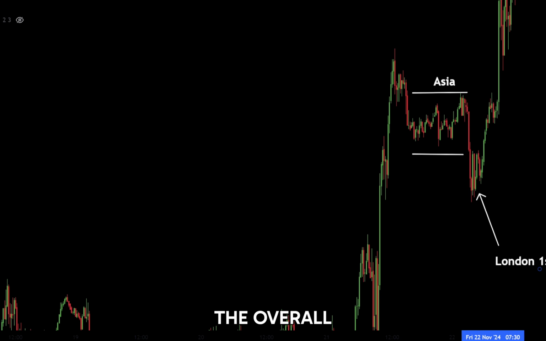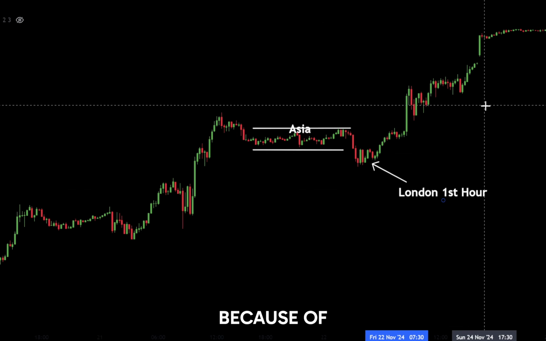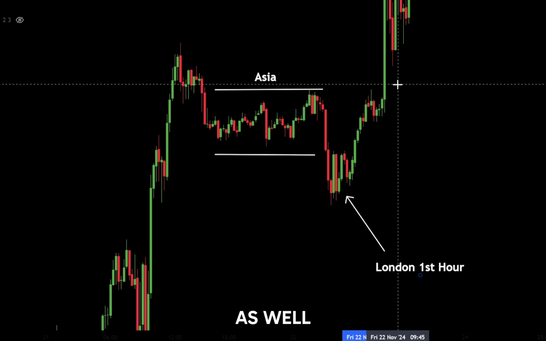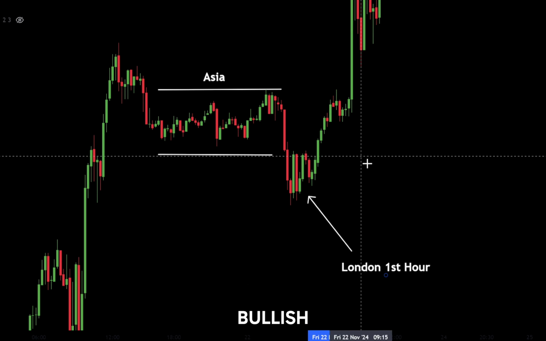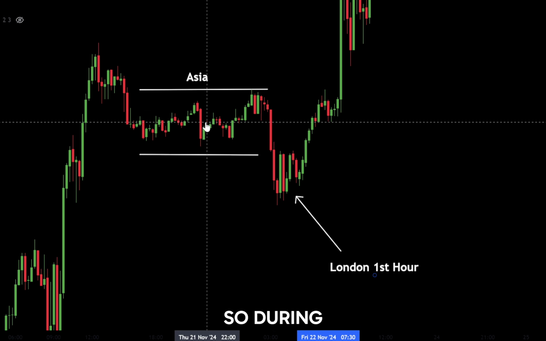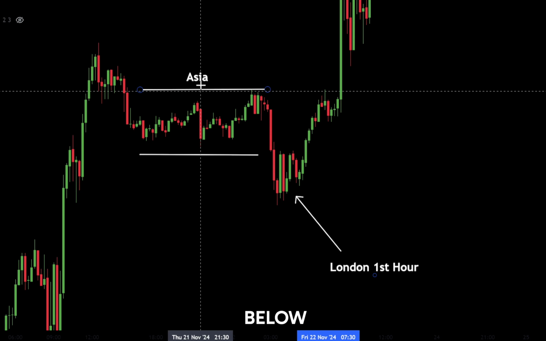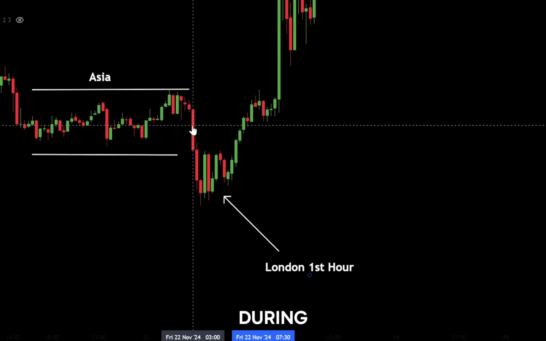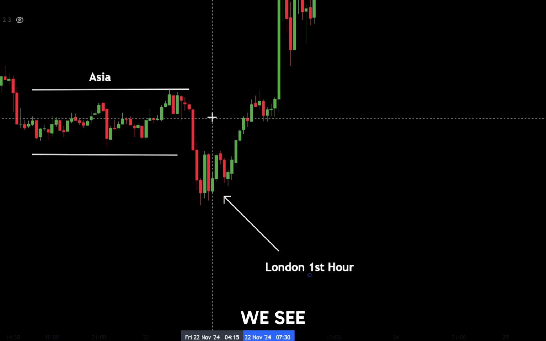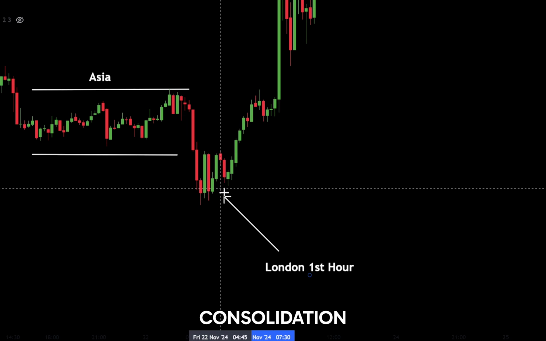If we look at the overall trend in the market, it's incredibly bullish on the Dow because of fundamental reasons and also just market structure as well. Orders are just bullish, so I would not be looking for sells in this situation. So during Asia, we see that Asia was in consolidation, orders below the highs and the lows. During London specifically, London opened at 3 o'clock. We see straight manipulation of Asia low, which was already in consolidation.